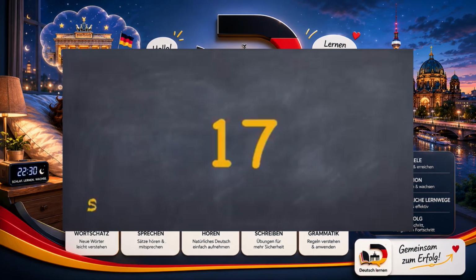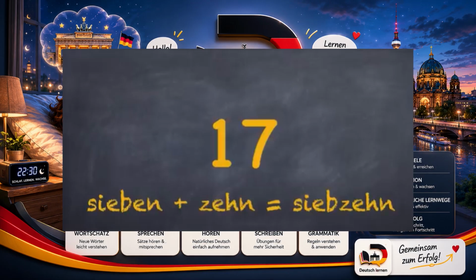Also, the next number is slightly exceptional. 17. Instead of siebenzehn, you say siebzehn. Once again, siebzehn. In this case, you remove the en from 7 and add it to the 10. Siebzehn.